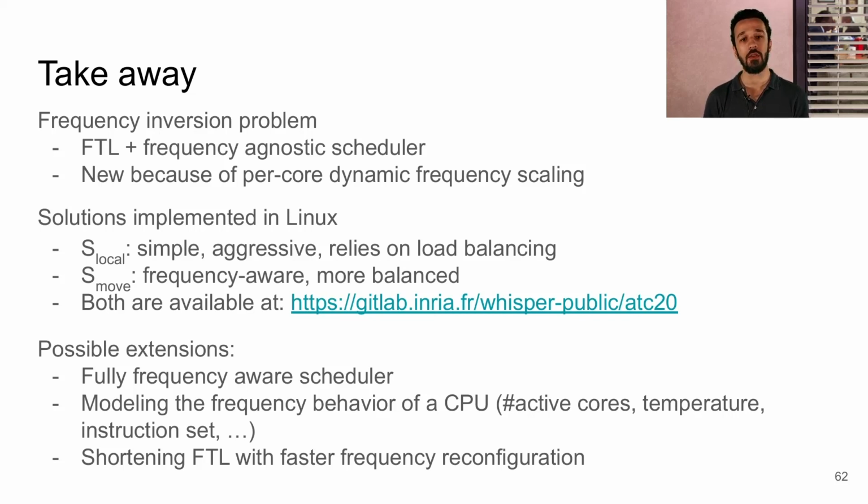First, a fully frequency-aware scheduler that would use a frequency heuristic in the same fashion as existing locality heuristics. Second, creating a model of the behavior of the frequency of a CPU in a given setup, since frequency can be influenced by factors like the number of active cores, temperature, or the instruction set used. This model will be very useful to design a fully frequency-aware scheduler. Finally, shorter FTLs with faster frequency reconfiguration would also mitigate the frequency inversion problem. This should be addressed at the scaling governor level.